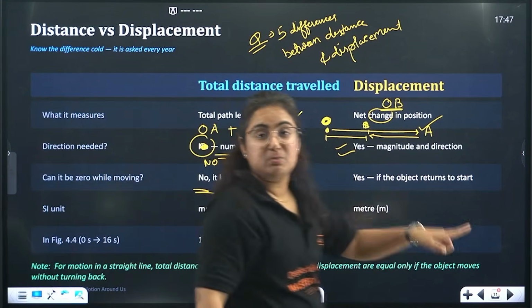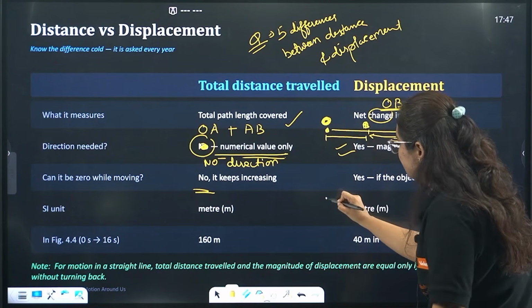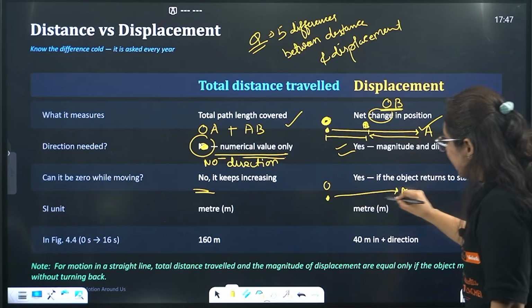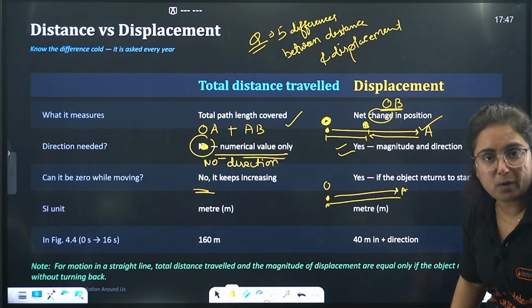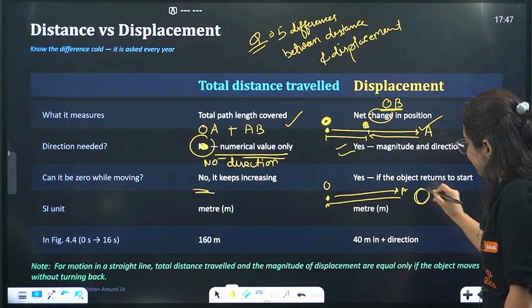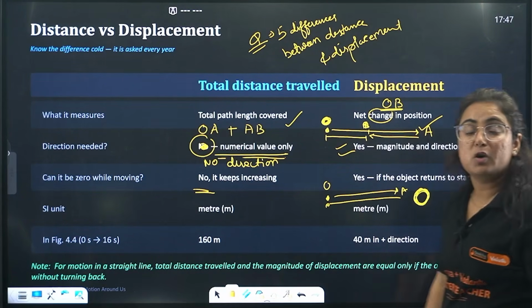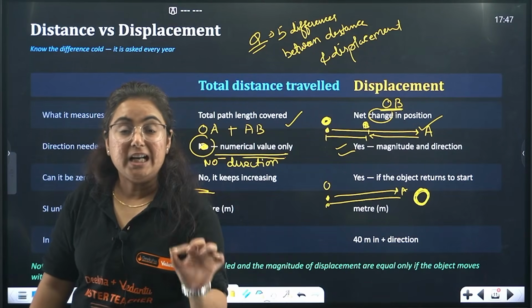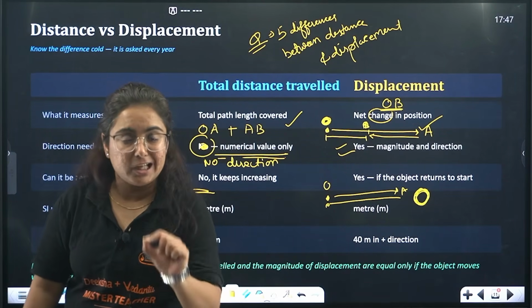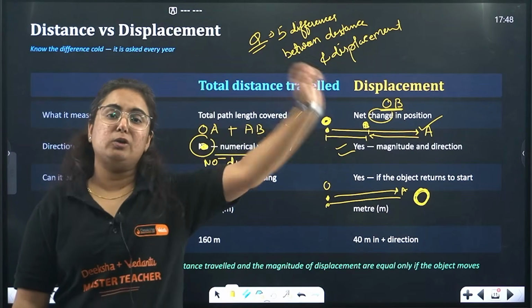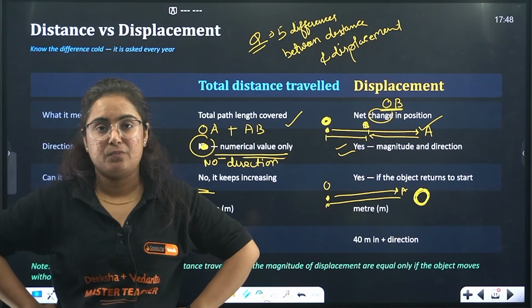But can displacement be 0? Yes, displacement can be 0. You started from point O, reached point A, came back to your home, again at point O. You covered the distance, but your displacement will be what? 0. Because what is the definition of displacement? Right? What is the definition of displacement? Think about it. It is the change in position from your initial point to the final point.